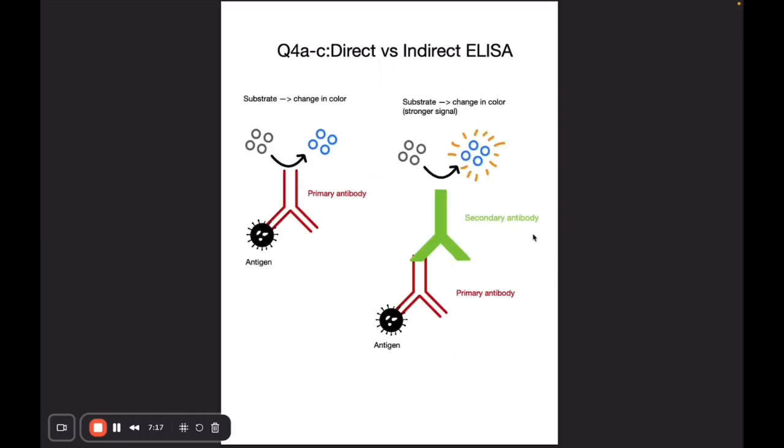If we attach the enzyme directly to the primary antibody, that's called a direct ELISA. We'd still see a color change when the substrate is added, but the signal would be weaker because each antigen would only have one enzyme molecule attached.